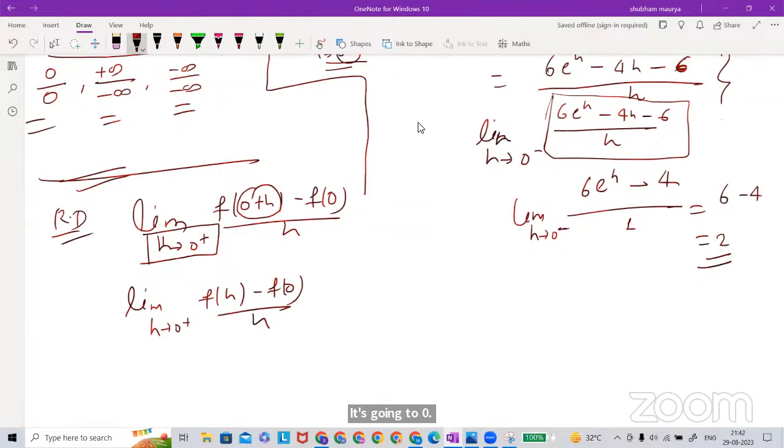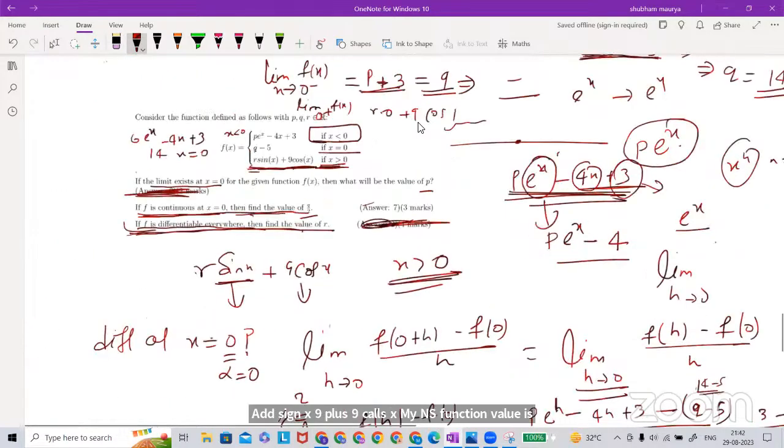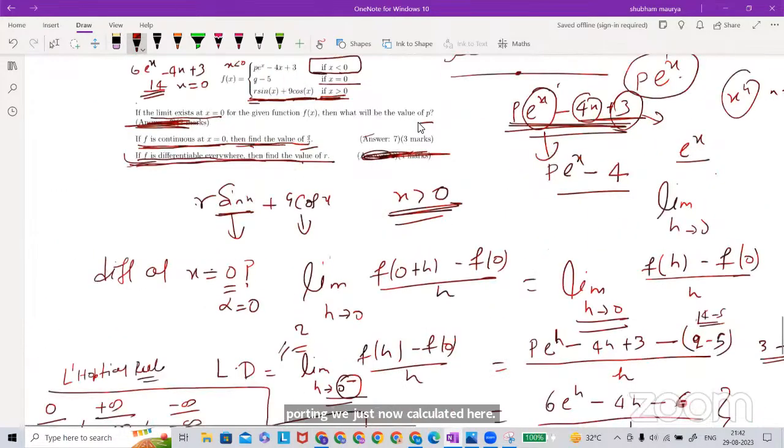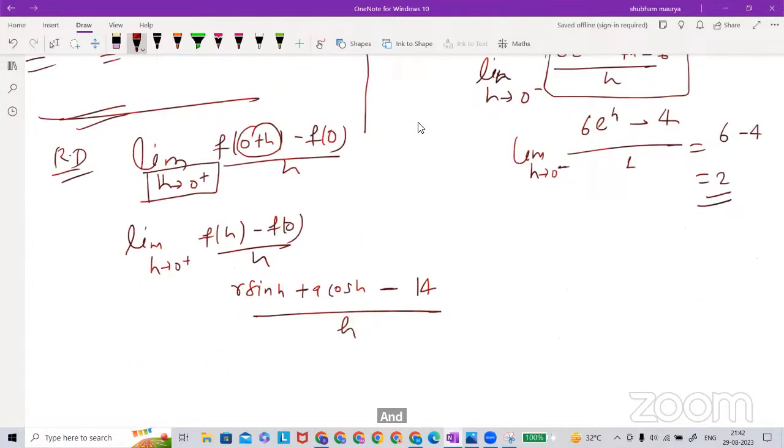So finally this is going to be r sine h plus 9 cos h minus the function value, 14, which we just calculated at 0, upon h. Again, the same case. I think it is the same problem here.